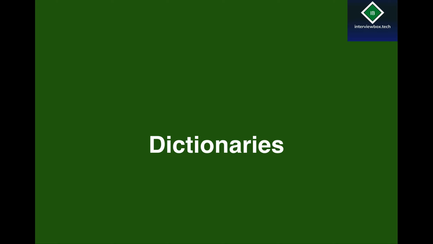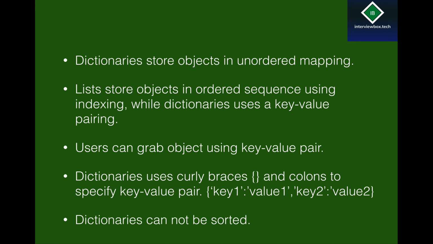In this video, I'm going to talk about the Python dictionary data type. So, a dictionary stores objects in an unordered mapping. That means whatever objects you store in a dictionary, they are not in order. For example, a list stores objects in an ordered sequence using indexing. That we have seen in my other video where I talk about the list, where indexing starts from 0 and goes on, like first index, second index, like that.